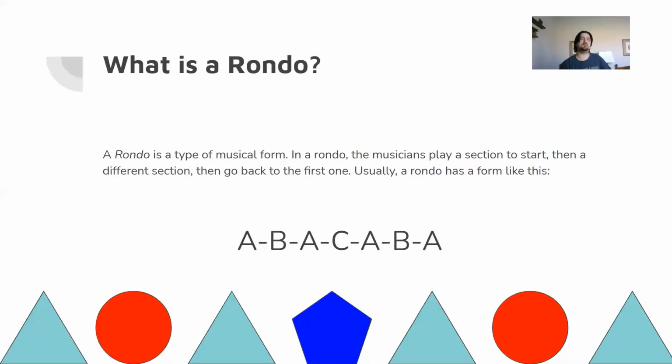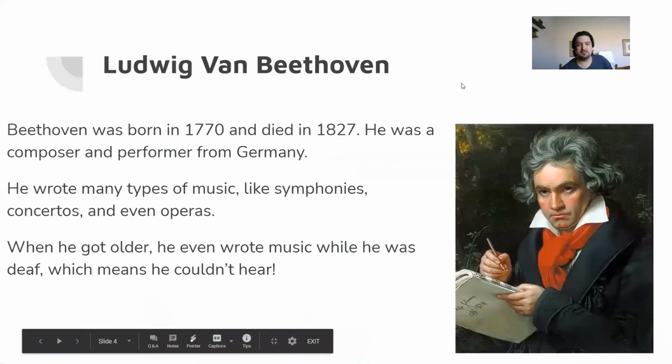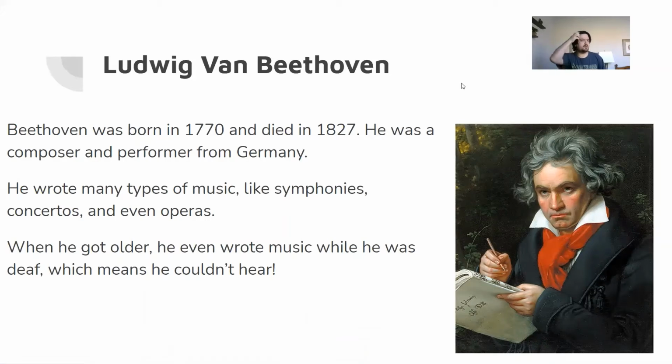Now, we're going to be hearing a special kind of rondo, and it's probably going to be a song you guys have heard before. But before we do that, we got to talk about this famous guy right here. This is probably someone you've heard of before, and he has better hair than I do. This is Ludwig van Beethoven. How many people have heard of Beethoven before, or at least heard the name? Okay, seems like a few of you have.